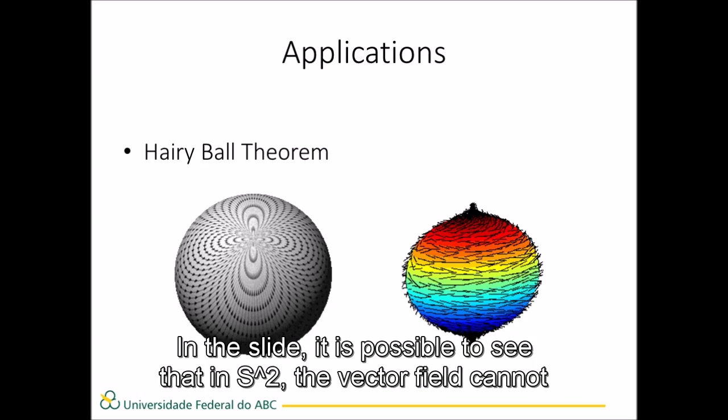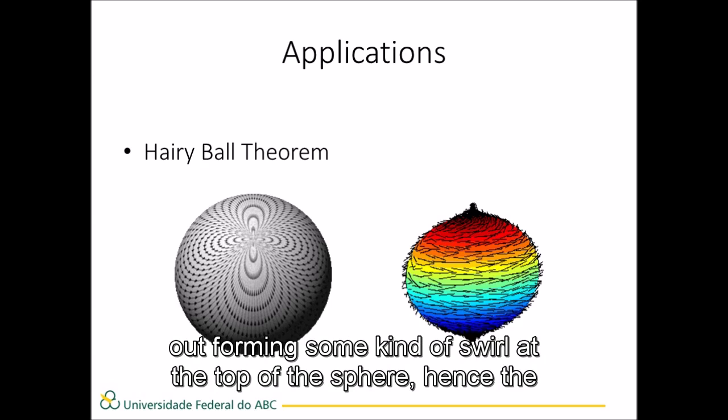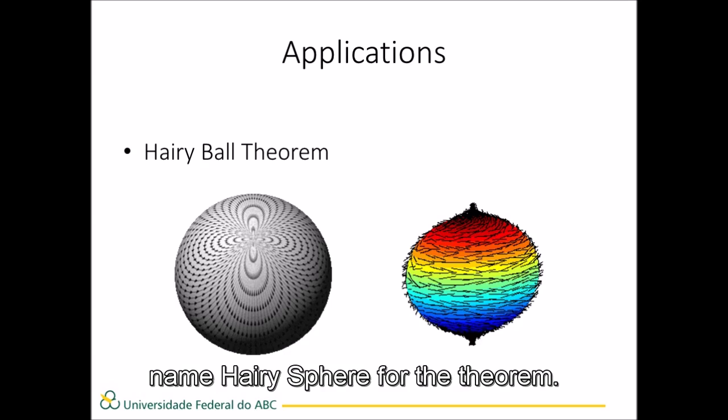In the slide, it is possible to see that in S2, the vector field cannot be continuous because there is a point where the tangent vectors cancel out, forming some kind of swirl at the top of the sphere, hence the name hairy sphere for the theorem.